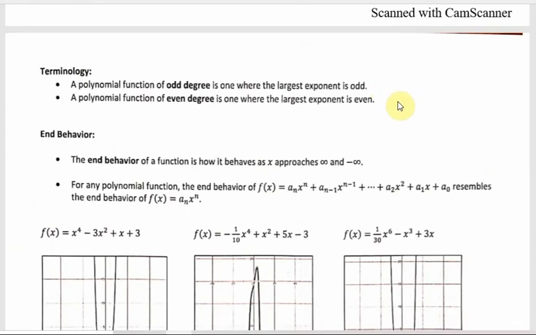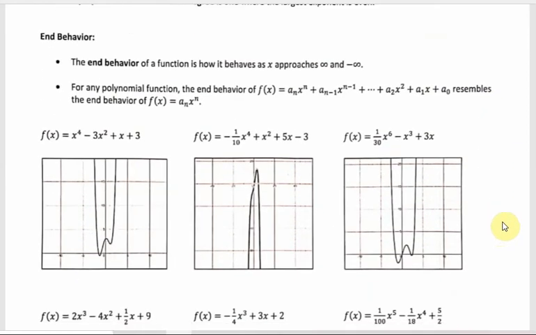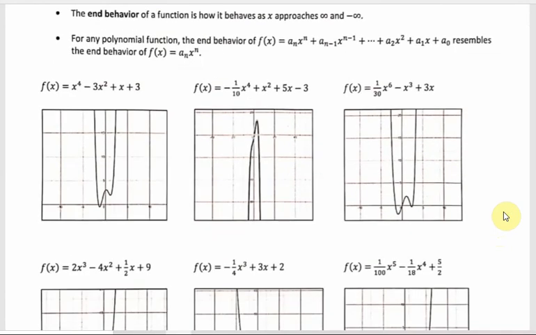Terminology. Odd degree and even degree, I've kind of been saying this already, but odd degree is where the largest exponent is odd, and even degree is where the largest exponent is even. And then the end behavior, that's either the two ends going up or down, or one going up and one going down. So in all these pictures, that's the only thing that we're going to be worried about, the end behavior.